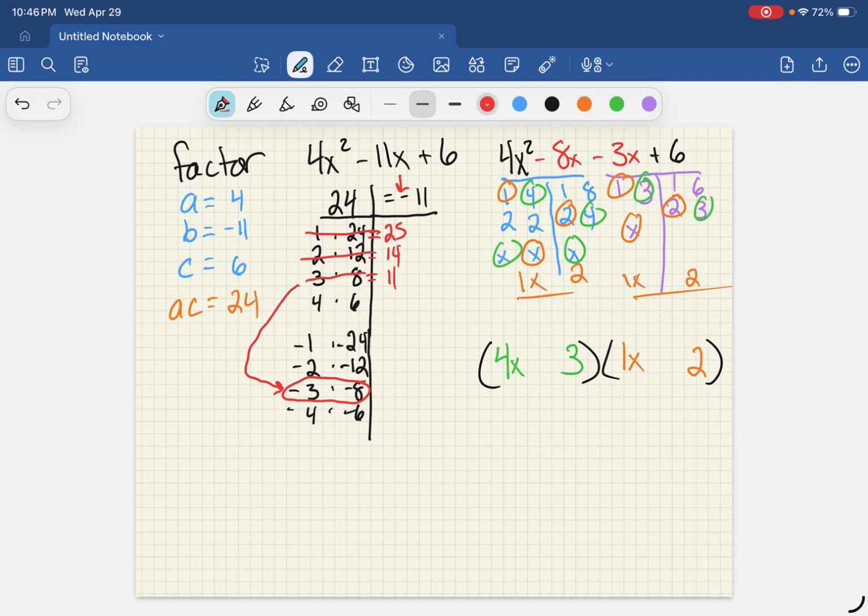All right, from here, this sign drops down. This sign drops down. And there's me factoring 4x squared minus 11x plus 6. Ideally, this helps you start being able to do practice. If you have more questions, make sure you are reaching out to me. But again, this is how we would factor a trinomial.